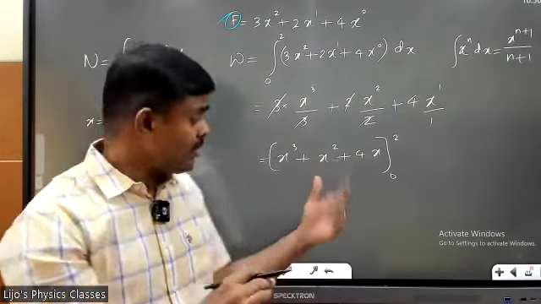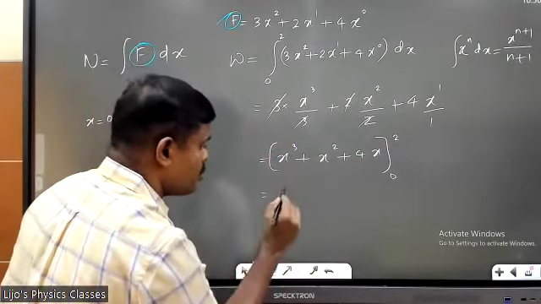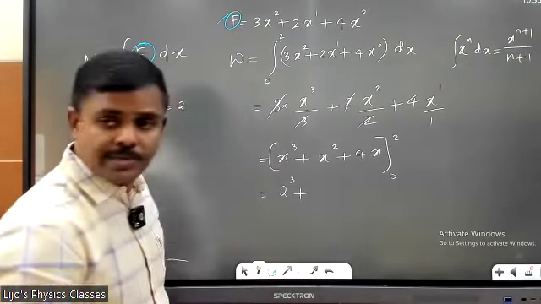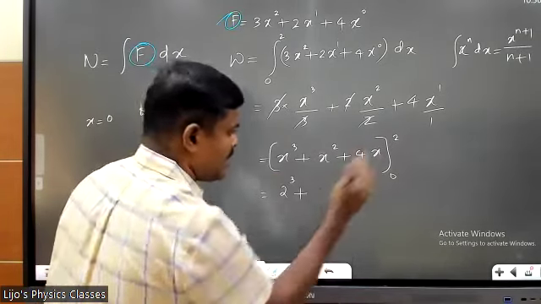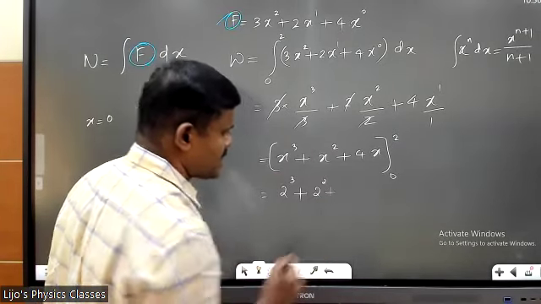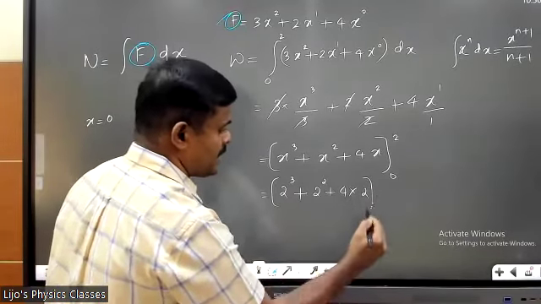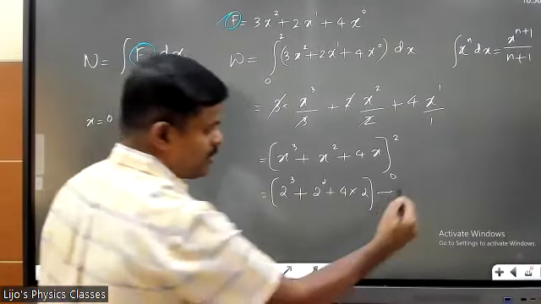Now, you'll see this quite often. This is 2 cube, in place of x I put 2. 2 cube plus, in place of x, tell me, Karnik, this is 2 square plus. This is 4 into 2. That is minus. You can put the lower limit.